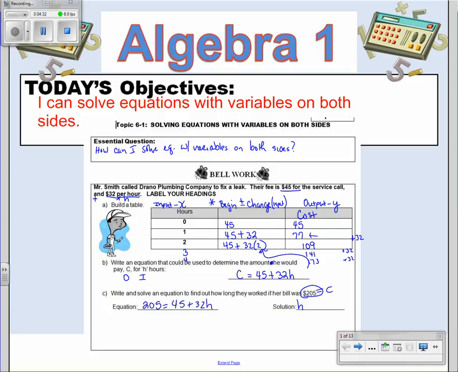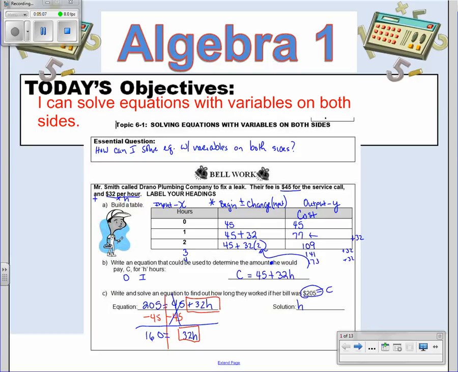This is an equation I know how to solve. So we'll solve: draw our line down the equal sign, box in the term with the variable, get rid of the term that's not in the box but is on the same side. That's the 45. We do the opposite, so it'll be minus 45. 205 minus 45 is 160. It's going to be equal to 45 minus 45, which is 0, and then a positive 32h that is still in my box.